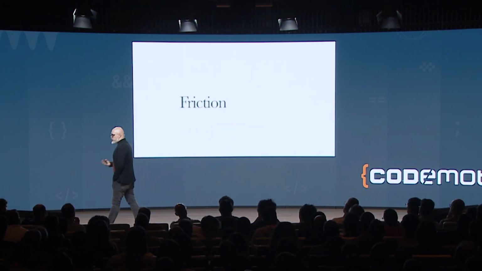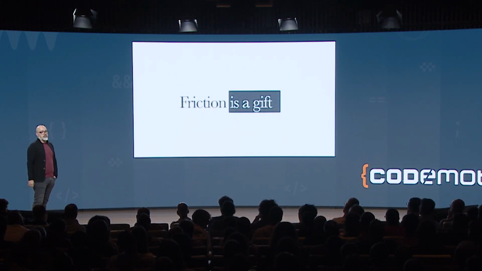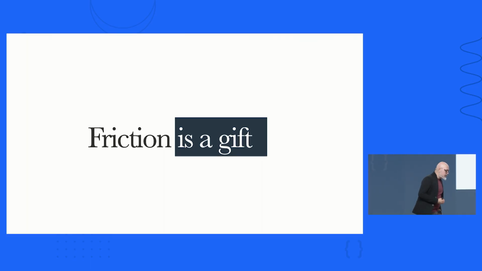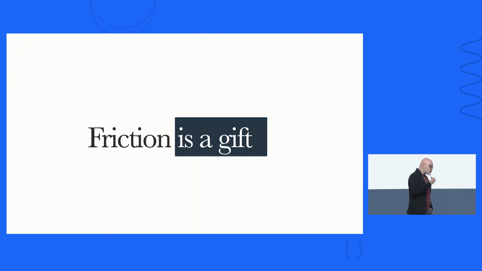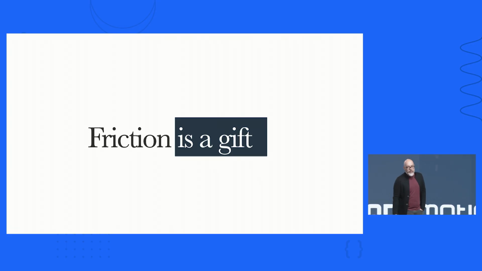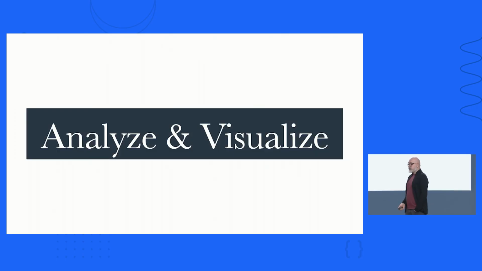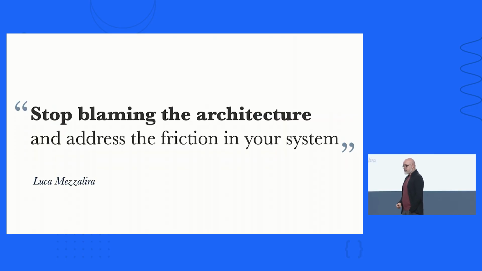So friction, for me, going back to the initial statement, is a gift. It's not a problem. Because every time there is friction, it means that something in your process, in your culture, in your organizational structure, or in your architecture has created that. And maybe evolved based on some business requirements. But still, it's not the problem of the system. So again, analyze and visualize. This definitely helps.